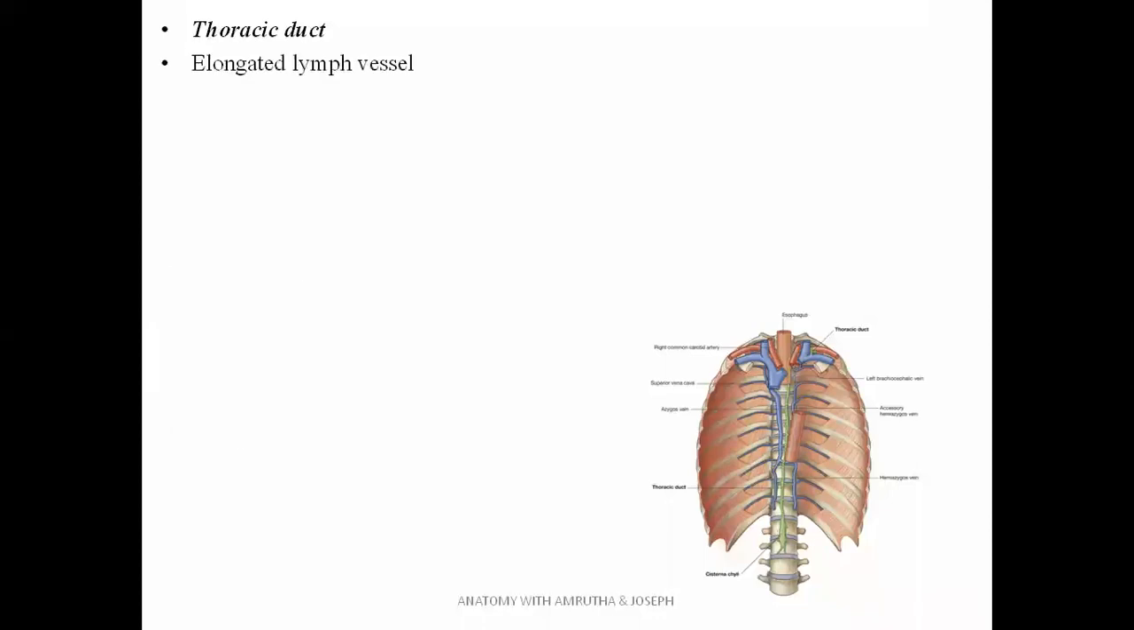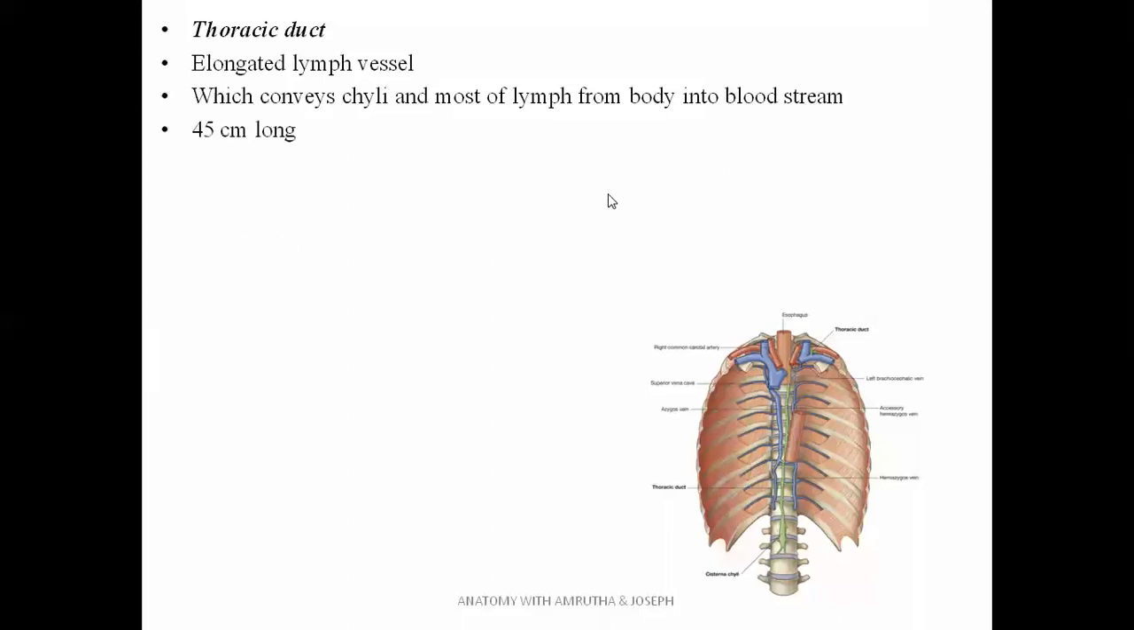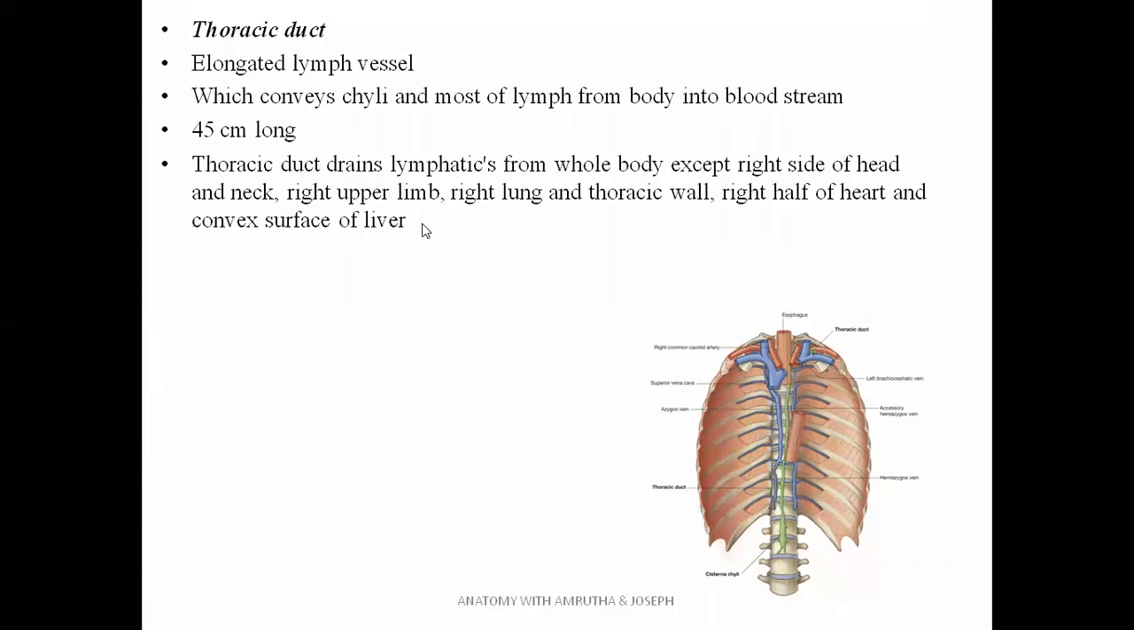The thoracic duct is an elongated lymphatic vessel starting from the cisterna chyli, which conveys most of the lymph from the body into the bloodstream. The thoracic duct starts from the cisterna chyli and ultimately drains into the veins. It is lengthy, around 45 centimeters. The thoracic duct drains lymphatics from the whole body.